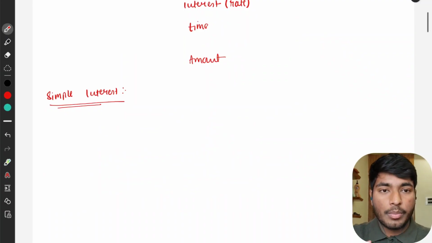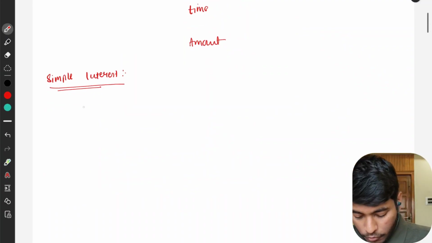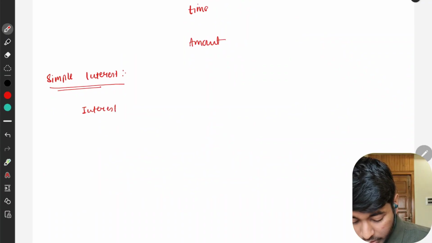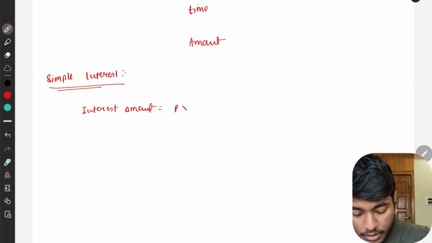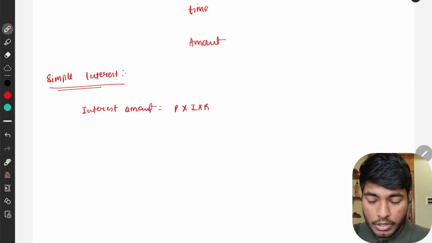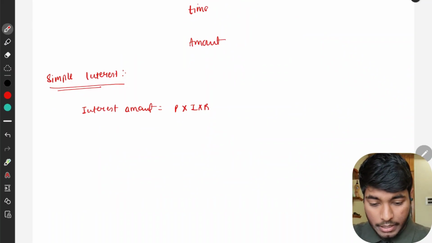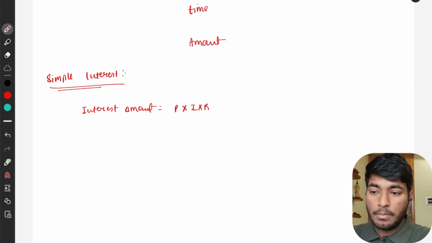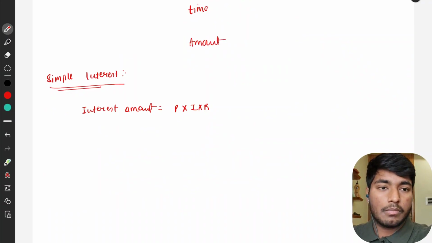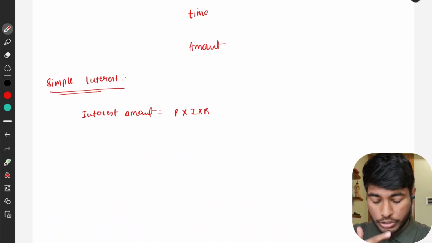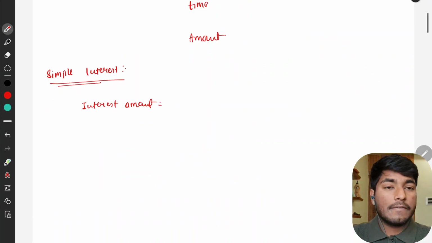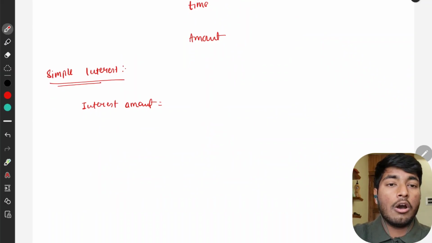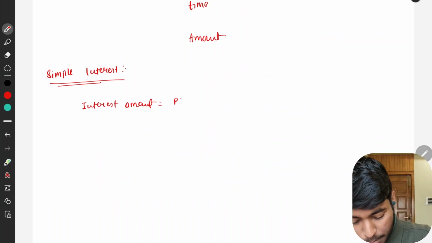For simple interest, remember the formula. What is the formula for simple interest? The formula of the interest amount is equal to P into R into T upon 100.